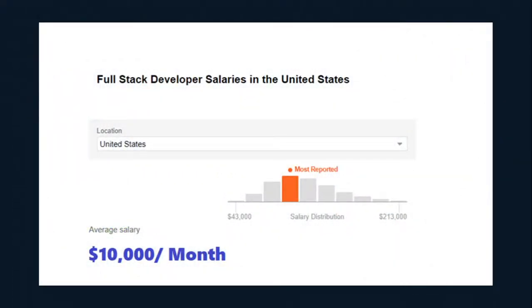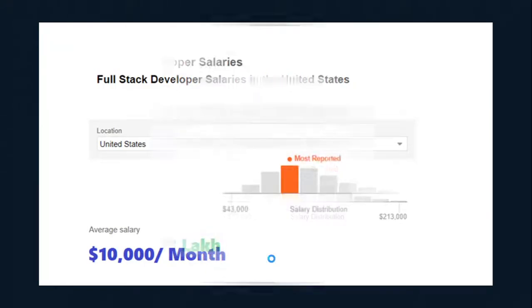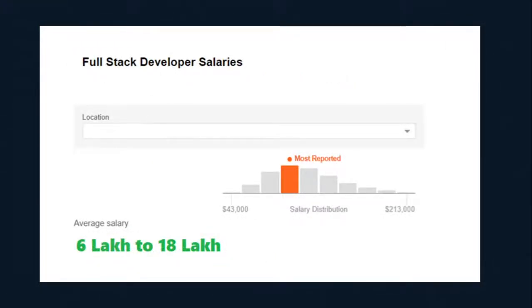Now look at the salary. What is the salary you'll get? In the United States, the average salary will be around $10,000 per month. It may vary, depending on the company and the level, but we are talking about the average. In India, you'll get around 6 to 18 lakhs. It depends on your experience, the company, and the kind of work you do there. Your salary will be decided accordingly, but you get somewhere around this range.